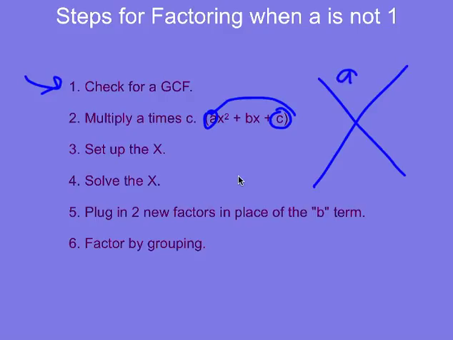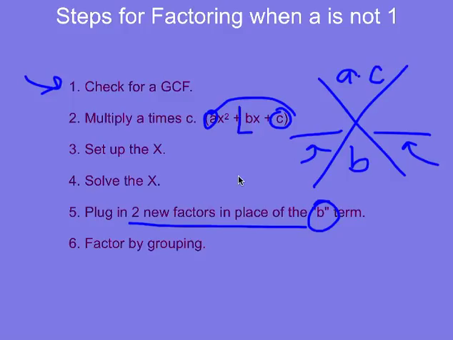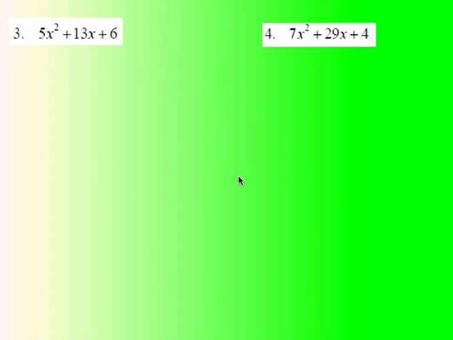You're going to have a times c up top, and then your b term is going to go to the bottom. Then you're going to solve the x. So what you're going to do is try and figure out which factor goes where. And that'll make more sense when we actually go into solving the x. Then you're going to plug new factors into place of the b term. So you're going to split the b term up based off of the two factors that you are given here. And then you have 4 terms, so you can go ahead and factor by grouping. So that doesn't really make a lot of sense until you have the chance to actually go through and look at an actual problem. So let's start by setting up the x.